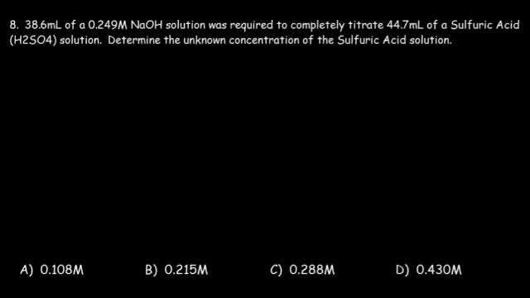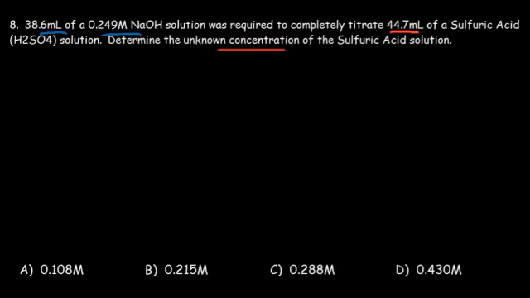Number 8. 38.6 milliliters of a 0.249 molar solution of sodium hydroxide was required to completely titrate 44.7 milliliters of a sulfuric acid solution. Determine the unknown concentration of the sulfuric acid solution. So notice that we have a molarity, a volume, and we're looking for another molarity given a different volume. So you can use M1V1 equals M2V2 for this particular equation.